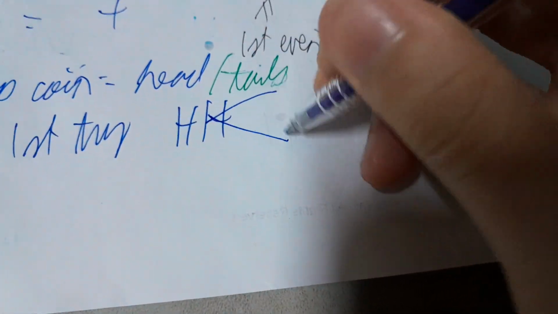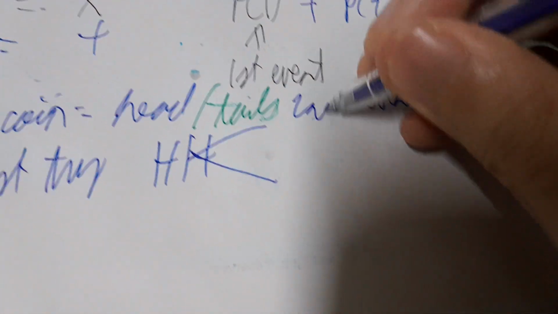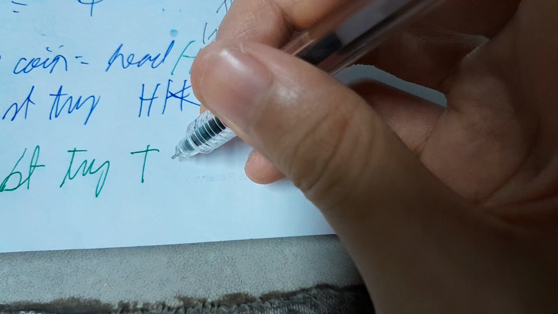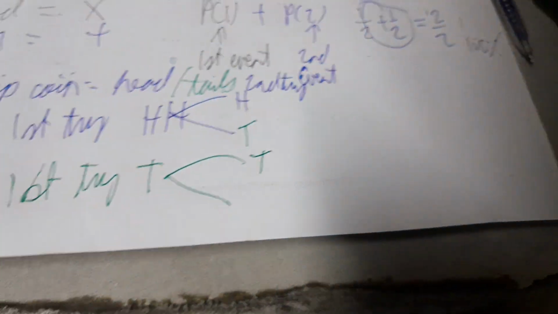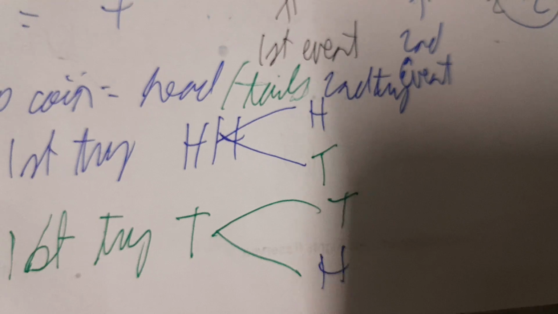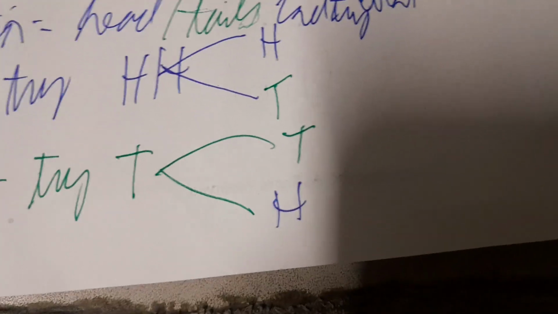This is the first try, and if you do a branch diagram, this is what you call the second try. You can get heads again, or it can be tails. Or let's say on your first try you get tails, but it can be tails again, or it can be heads. So looking at this tree diagram, find the probability that when 2 coins are flipped, you can get at least 1 head. So you just follow the tree diagram.